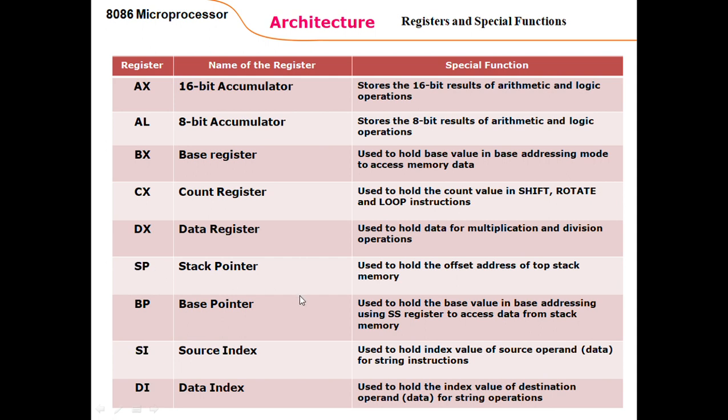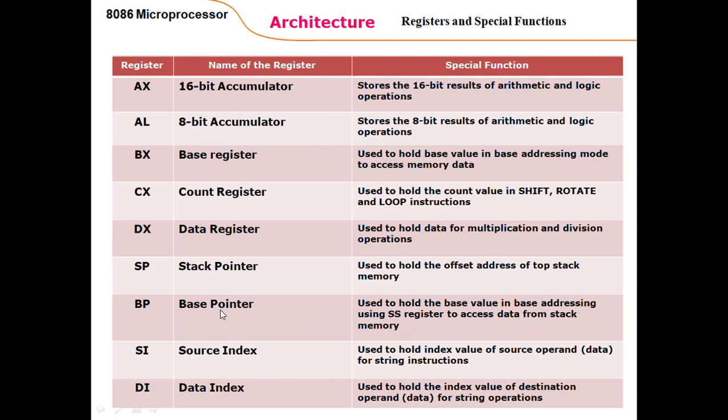Stack pointer is a special purpose register, and it is always used to provide the offset address of the top of stack memory. The starting address of the stack segment is taken from the stack segment register, while the offset address inside that stack segment is provided by the stack pointer register. Base pointer is used to hold the base value in base addressing using the stack segment register to access data from stack memory.